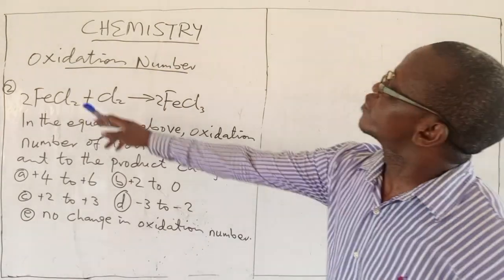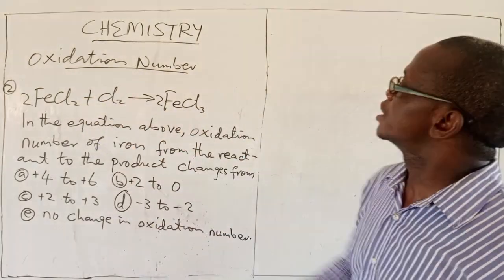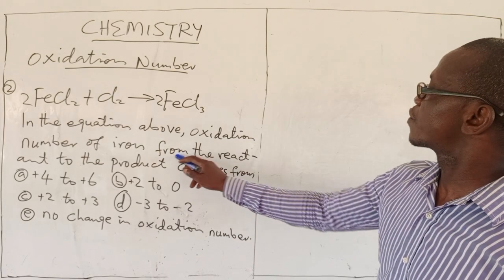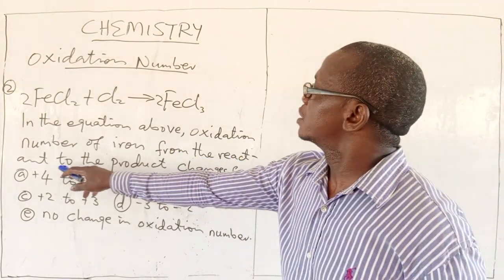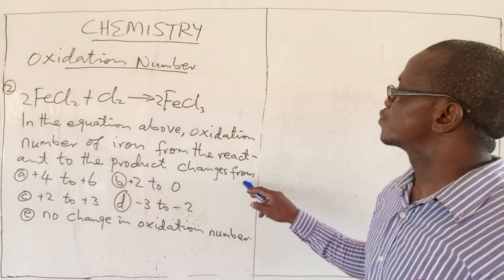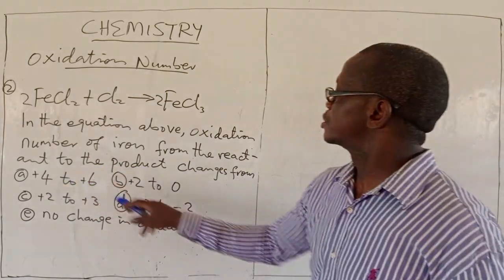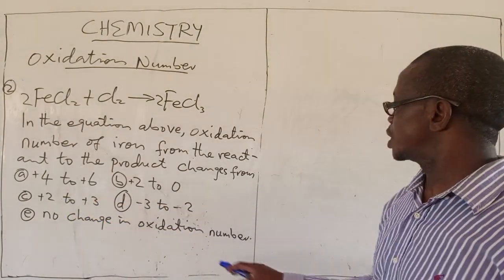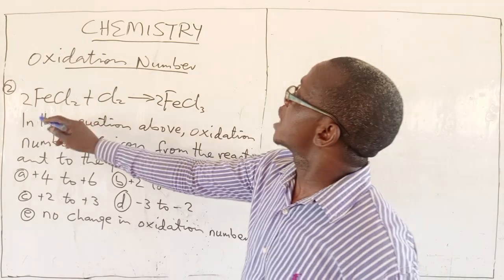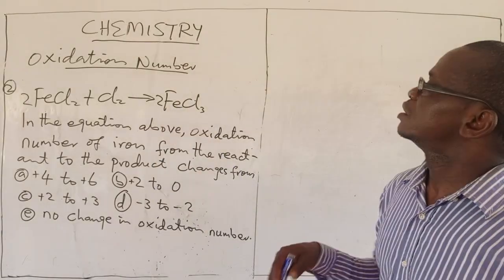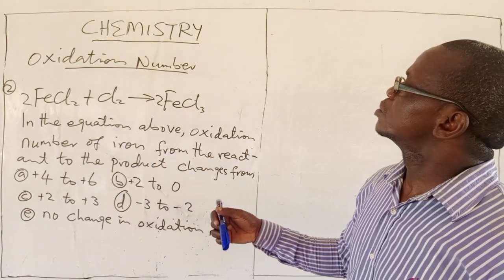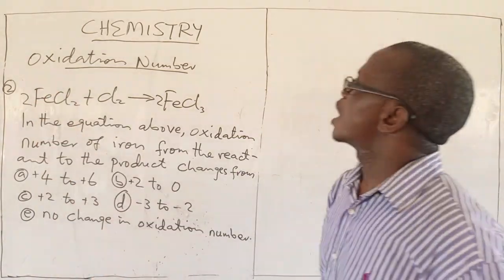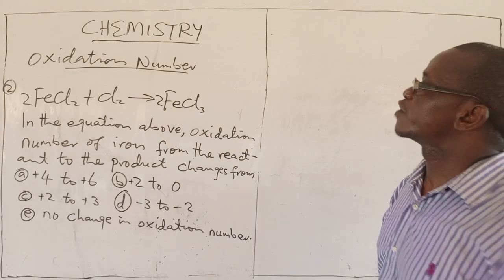Question number 2. They have given you this reaction. They said in the equation above, the oxidation number of iron from the reactant to the product changes from this to this, this to this, this to this, this to this. No change in oxidation number. So where is iron? This is iron. This is iron. So how to solve this problem is for you to find out the oxidation number of iron here and find out the oxidation number of iron here.